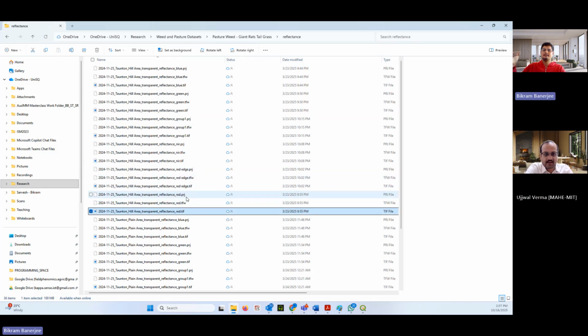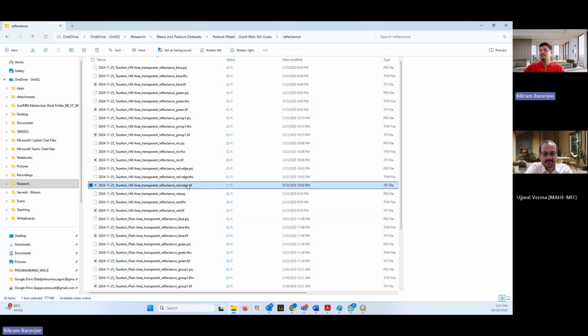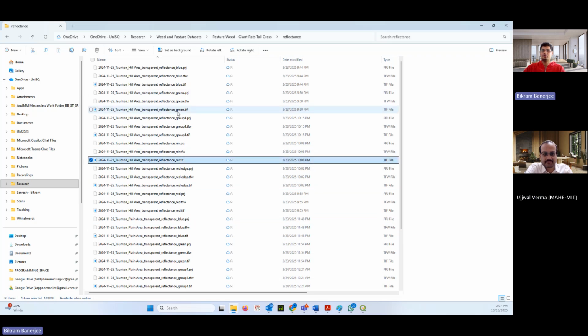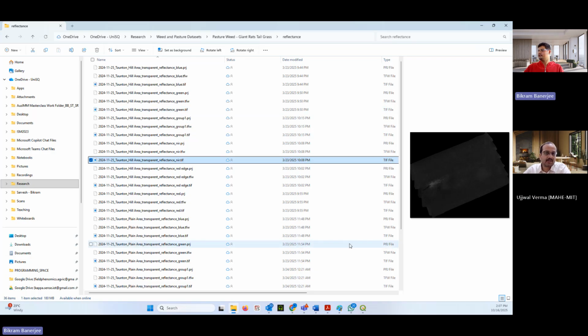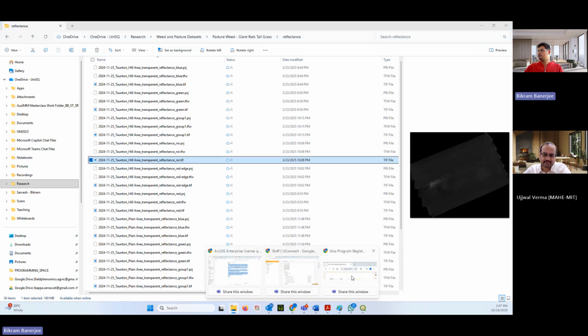In sequence, the sensor usually captures in wavelength order: blue, green, red, then red edge, and then NIR. So when you are stacking the five bands together, they should be in that order: blue, green, red, red edge, near infrared. So what is red edge here? The red edge is your, let me show.